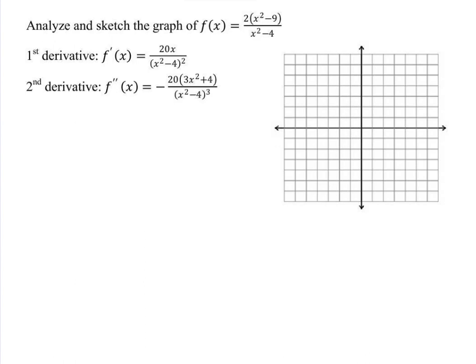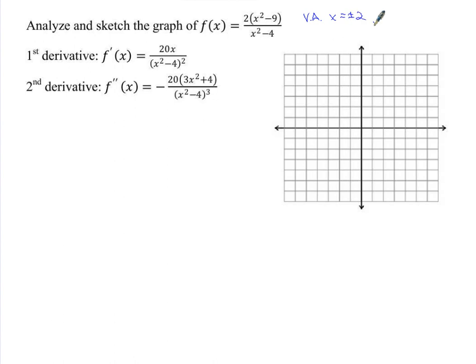So for this first problem, we want to come up with a graph. The first thing we're going to do is look for vertical asymptotes or horizontal asymptotes. For vertical asymptotes, I'm looking in the denominator. I need division by 0. And we do get division by 0 if x equals positive or negative 2. So I'm just going to start making a little inventory of stuff here. Vertical asymptotes when x equals plus or minus 2.